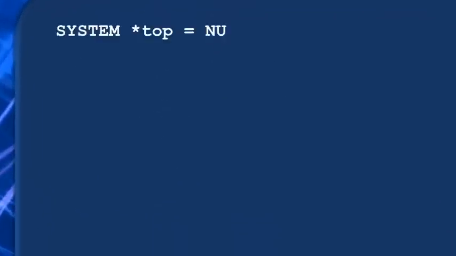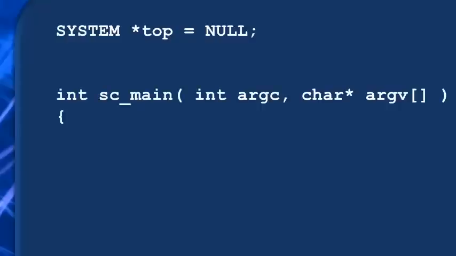First, for the system module instantiation, I'm going to declare an instance pointer of it called top, and I'm going to set that pointer to null so that it's not pointing to some unknown part of memory. Then, just like C has a main function, SystemC has an sc_main function. Here's its declaration, and there's a few things I want to make sure are clear for you.